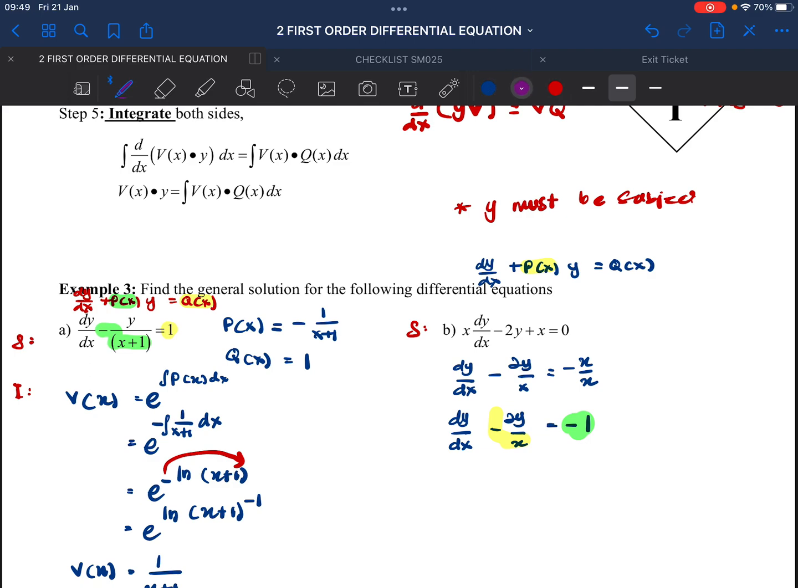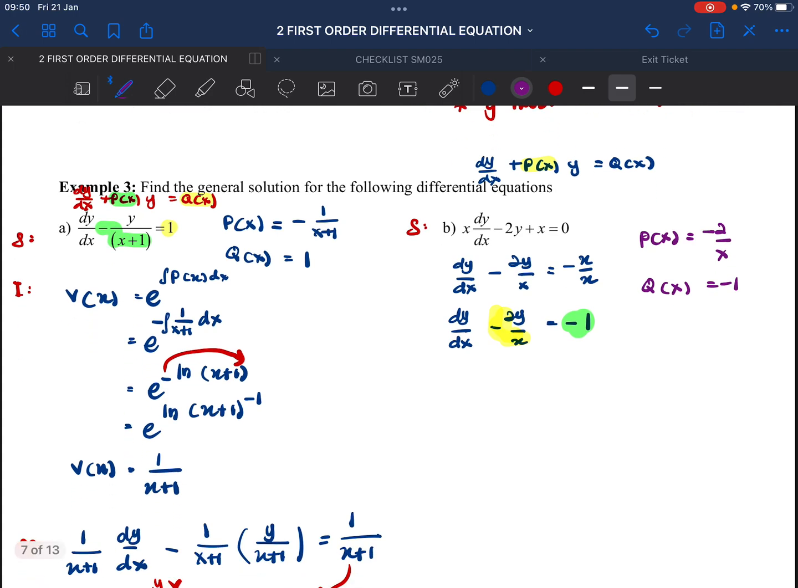Okay, let's take it out so it's easier to find. Our p(x) is −2/x, because we leave only y. So our p(x) is −2/x, and our q(x) is −1. Okay, so that is the first step. You have to make sure our equation is in standard form.